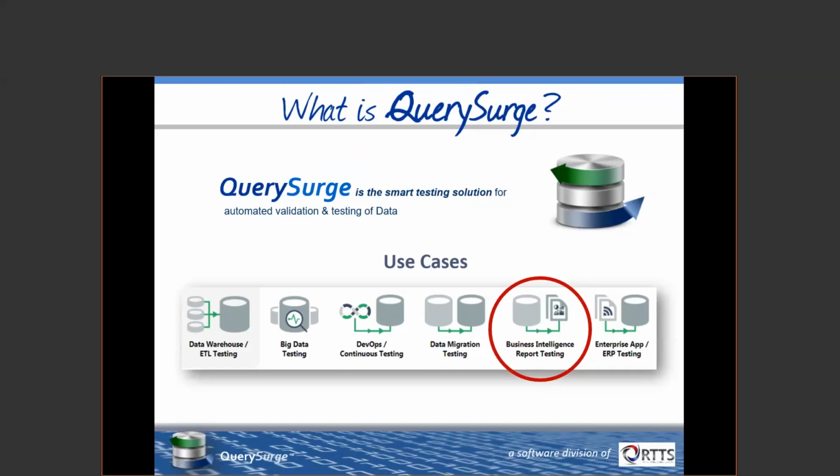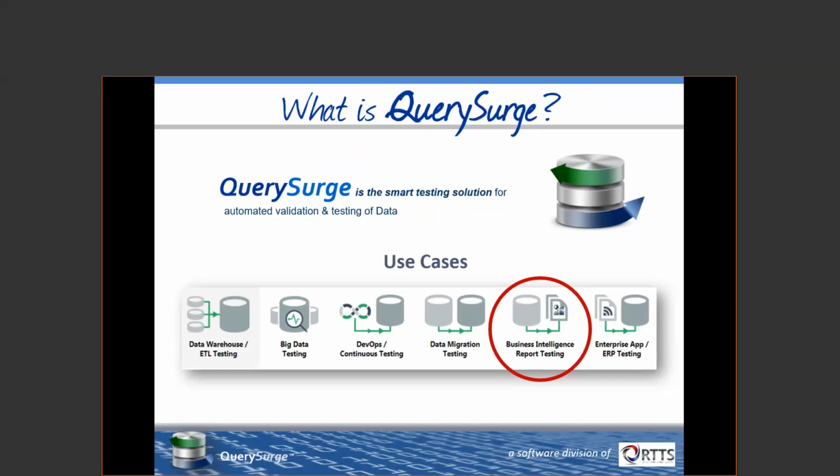QuerySurge has a very good DevOps continuous testing story. We have a fully functioning API that allows you to integrate QuerySurge into any type of build pipeline that you may have around your analytics. QuerySurge is also used for data migration testing or data modernization testing. If you need to compare pre-migration data to post-migration data, QuerySurge can be used to validate and compare millions of records and to ensure that the data integrity is upheld during these projects.